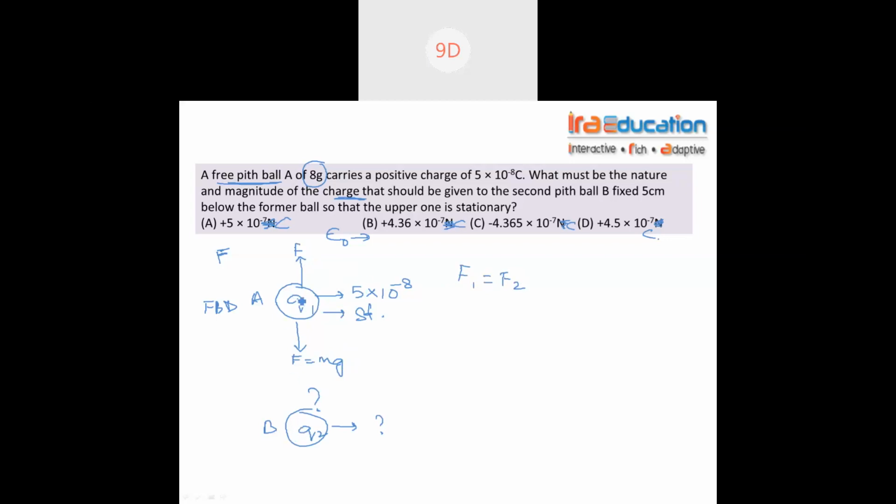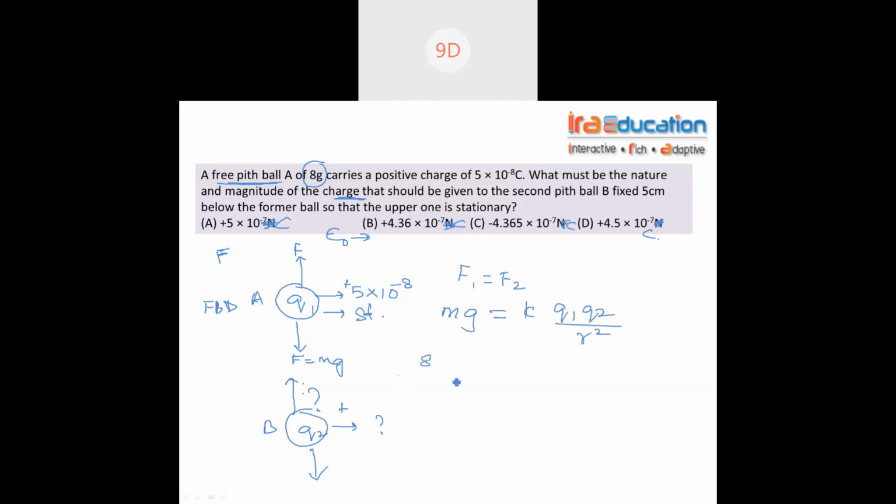So if F1 should be equal to F2, this second one should have what kind of force? Repulsive force. If it has attractive force, then something else is happening. It should have repulsive force. If it has attractive force, this will add to this, and this will also add to this. So they should be repelling each other. It can repel only if it also has positive charge. F1 is m into g. F2 is k q1 q2 by r square.